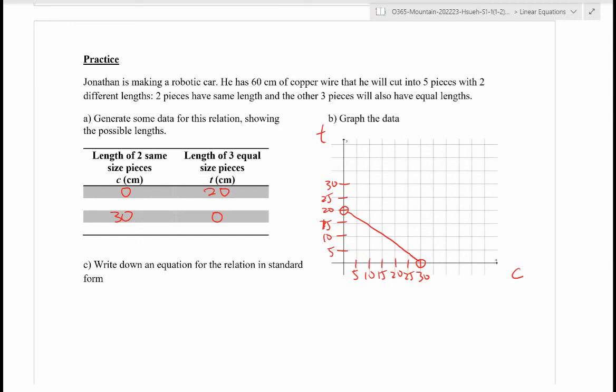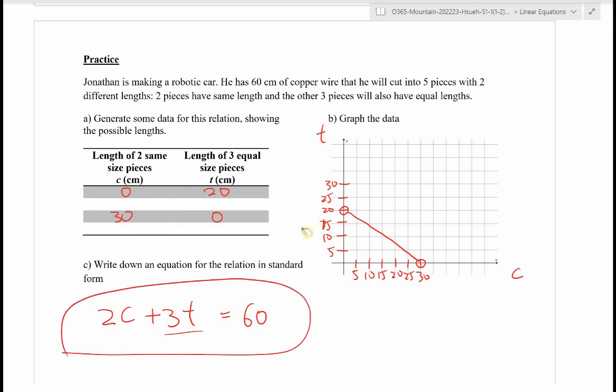Okay, so for part C, write down an equation for the relation in standard form. Very similar, okay? It's going to be 2 times C plus 3 times T, and in total 60 centimeters of length, right? Because C is the length of each piece, so 2 times that will tell you the length for that portion. And 3 times T, well, we have 3 equal size pieces, and each piece has a length of T. So 3 times T will tell you how long those 3 pieces are in total. And therefore, if you combine them together, it will be 60 in total. And that is your equation in standard form.